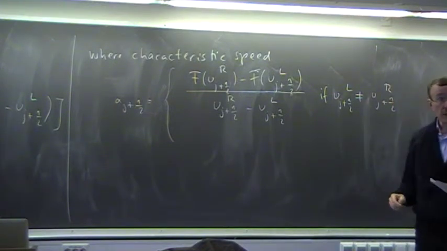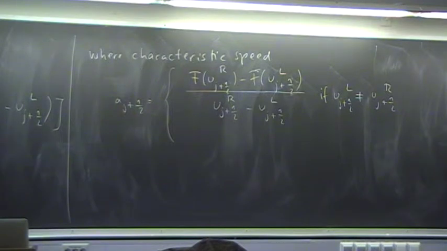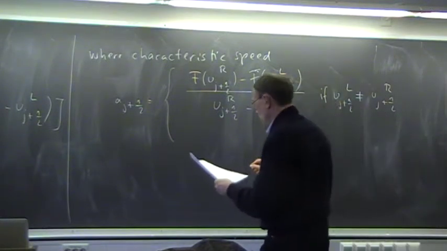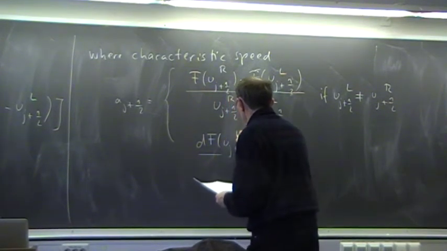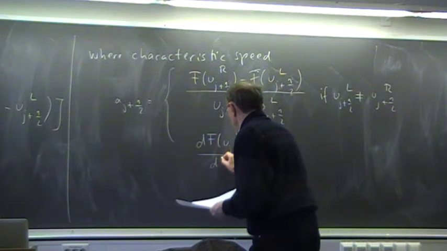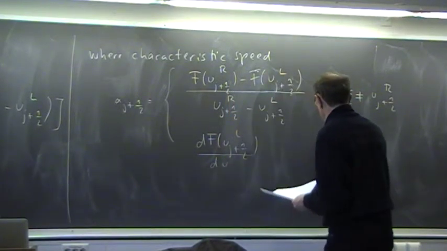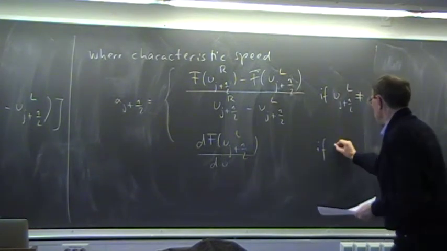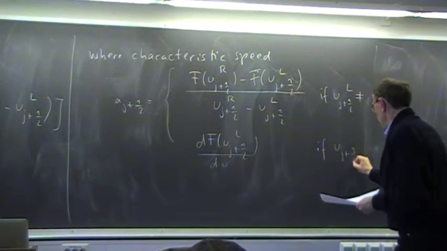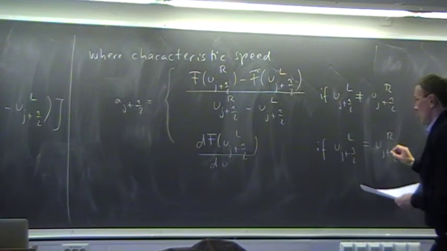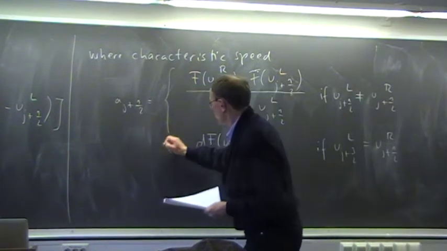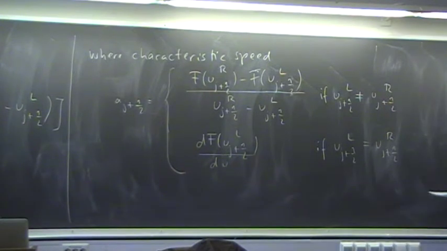And in the case when they are equal, we simply take the characteristic speed that we can evaluate for the flux function, which is then the df of uj. And there it doesn't matter if we take left or right, because if they are the same, these characteristic speeds for uj plus 1/2 left and right would be the same. So that is then the definition of the characteristic speed that is special to the upwind method.